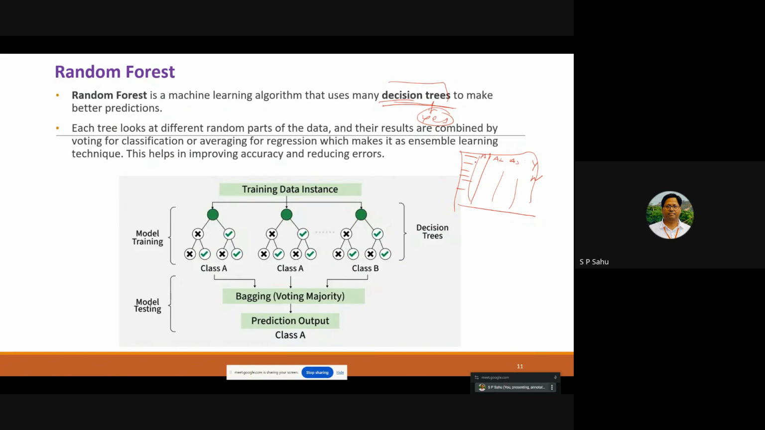So the question here is which attribute can be considered as the root, and which one will be the successor. What is the principle behind it? The decision tree principle is that we use information gain. Whichever attribute has the higher information gain will become the root node.